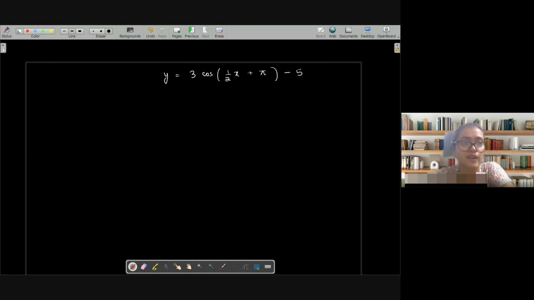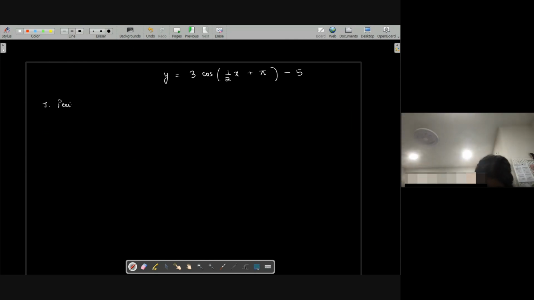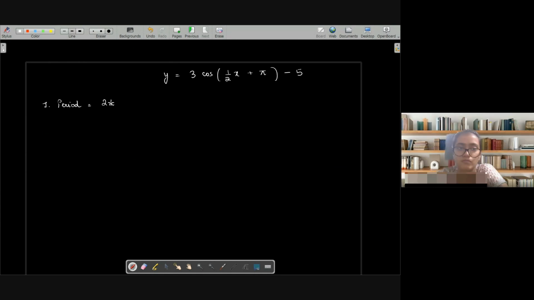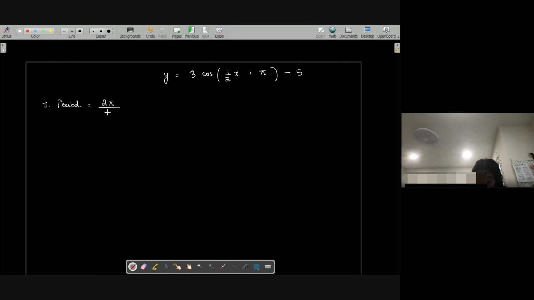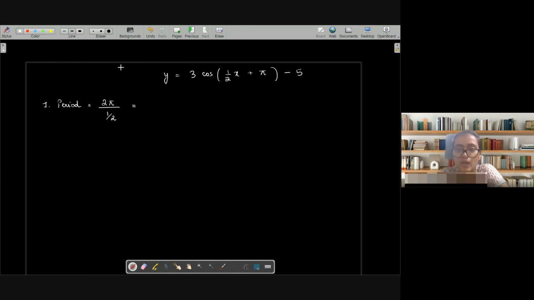Okay, first let's find out the period. The period is 2 pi divided by the absolute value of 1/2. So this is going to be 2 pi multiplied by the reciprocal of 1/2, which is 2. So that's 4 pi. So the period is 4 pi.